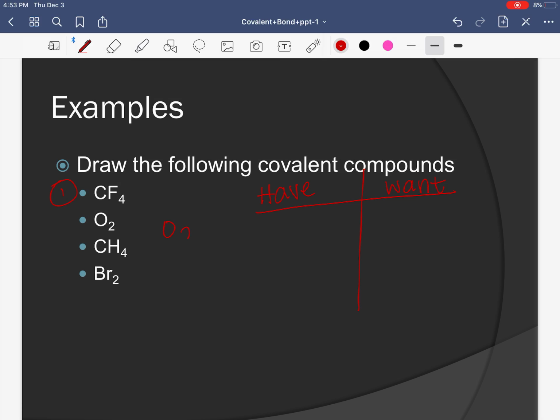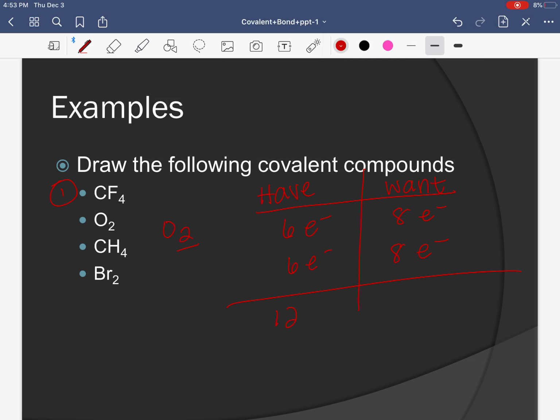We're going to go with O2. I have 6 electrons in oxygen. I want 8 electrons. We're going to do it twice because there are 2 oxygen atoms.